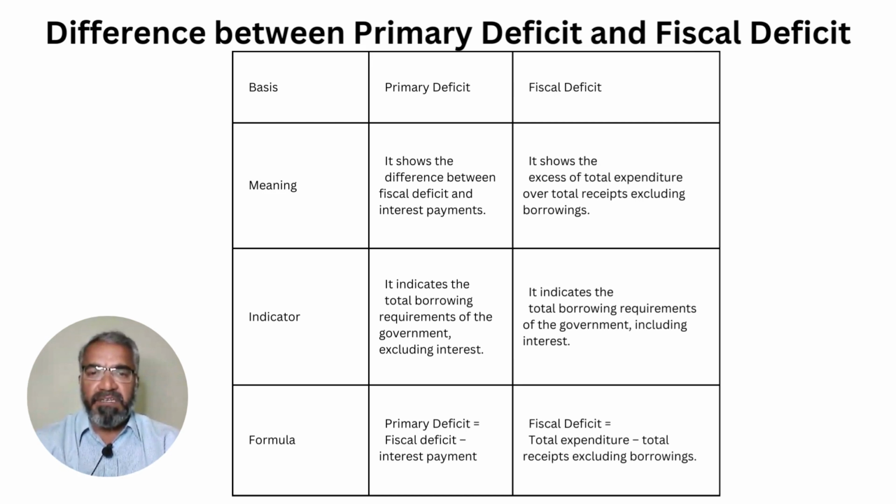Formula: primary deficit is equal to fiscal deficit minus interest payment. Fiscal deficit formula is total expenditure minus total receipts excluding borrowings.